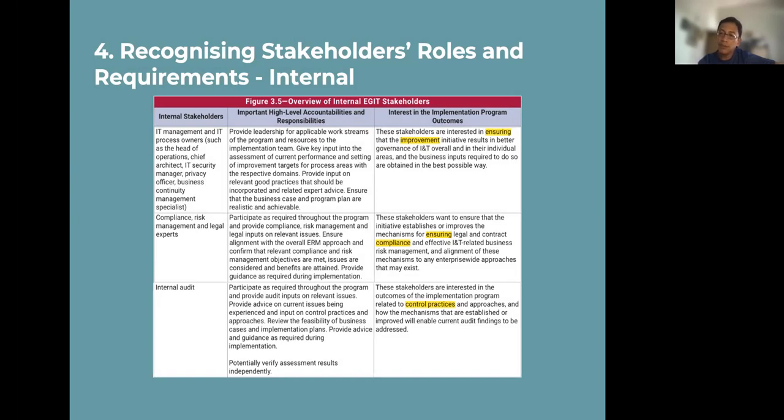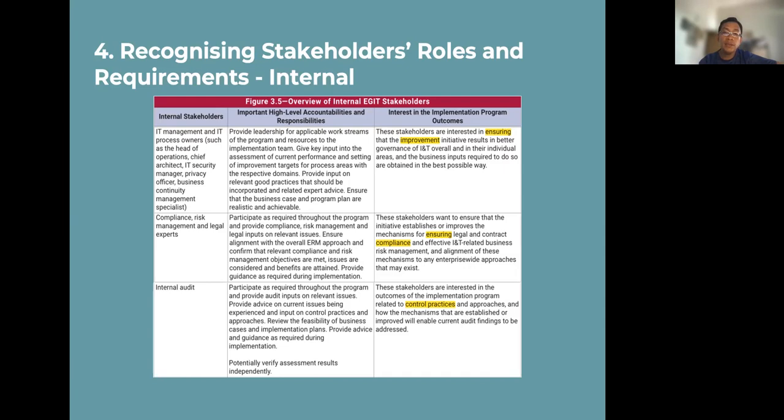So IT process owner means all the internal IT team that perform these IT processes, for example, to develop the software, to implement the infrastructure. It's all of the IT internal processes. They can be the head of operations, chief architects, the security people, privacy, or business continuity. It depends, but they are on the IT side.